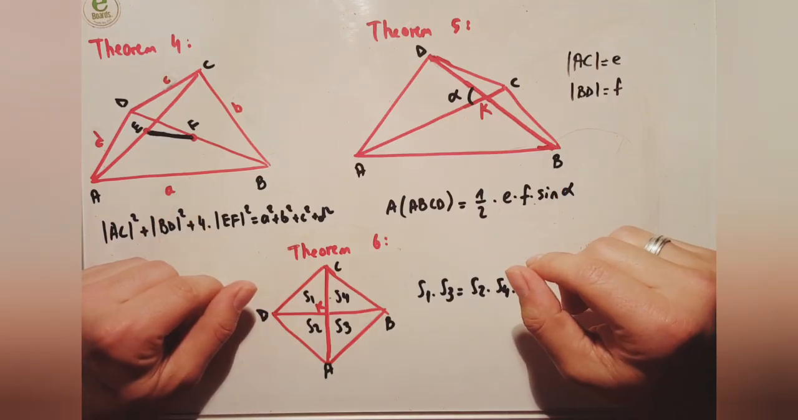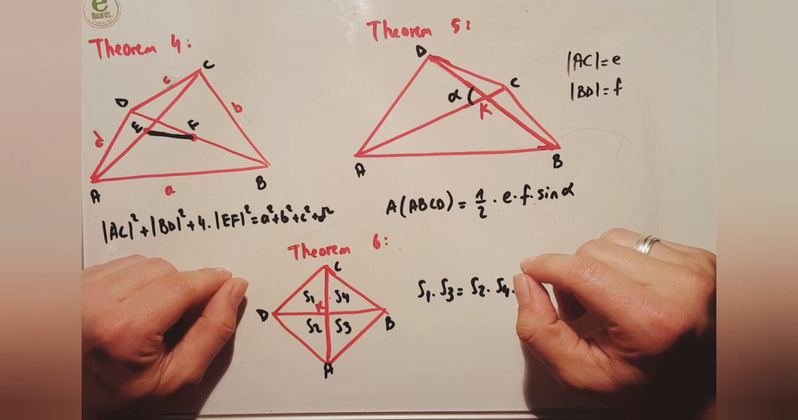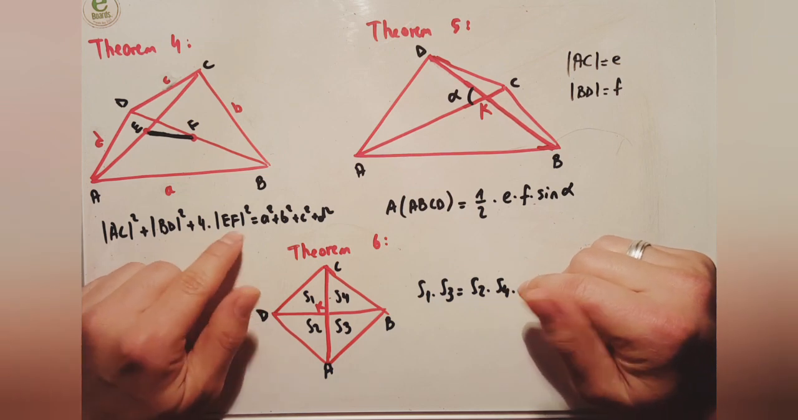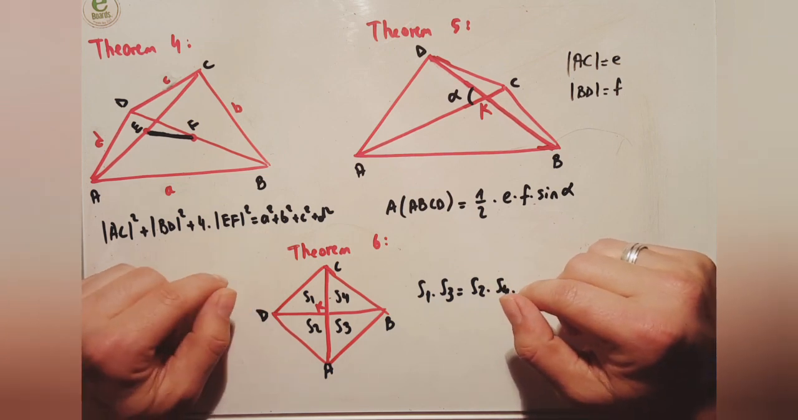In this part, there are three different theorems. In the fourth theorem, E and F are midpoints of diagonals AC and BD respectively. So AC squared plus BD squared plus 4 times EF squared is equal to A squared plus B squared plus C squared plus D squared.